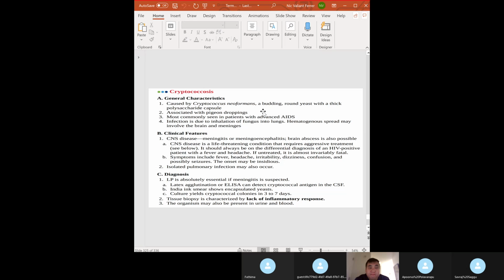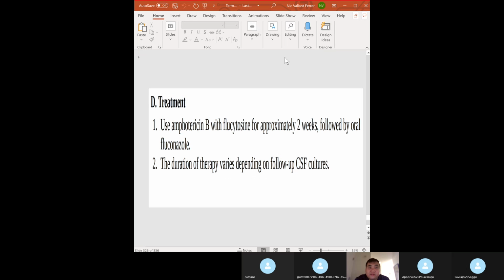Cryptococcus neoformans, pigeon droppings, think about advanced AIDS. So you have meningitis and meningoencephalitis. What's the diagnosis? The tissue biopsy shows a lack of inflammatory response. And a lumbar puncture. This is essential. You can see an India ink smear showing encapsulated yeast, high yield. What's the treatment? High yield: amphotericin with flucytosine for 2 weeks, followed by fluconazole. Sometimes they have lifelong therapy of fluconazole. So it depends on your CSF cultures.